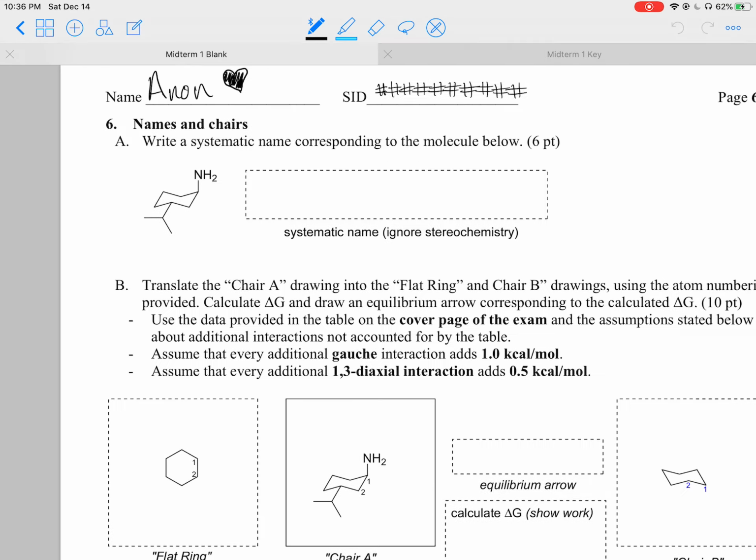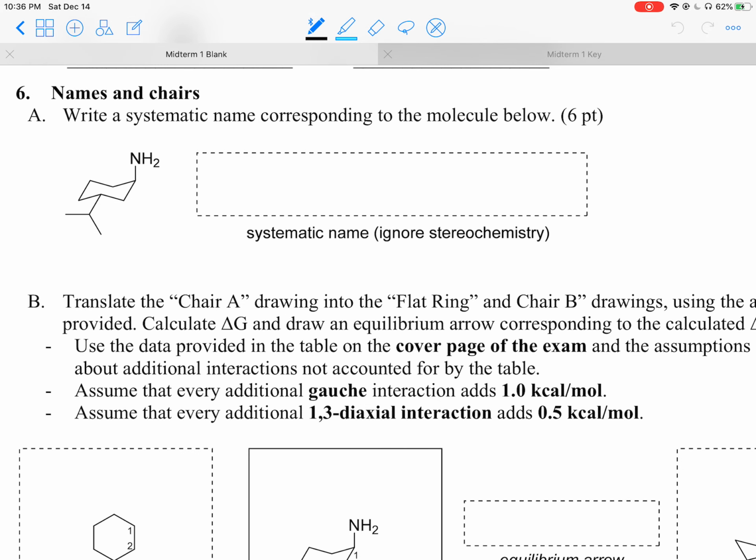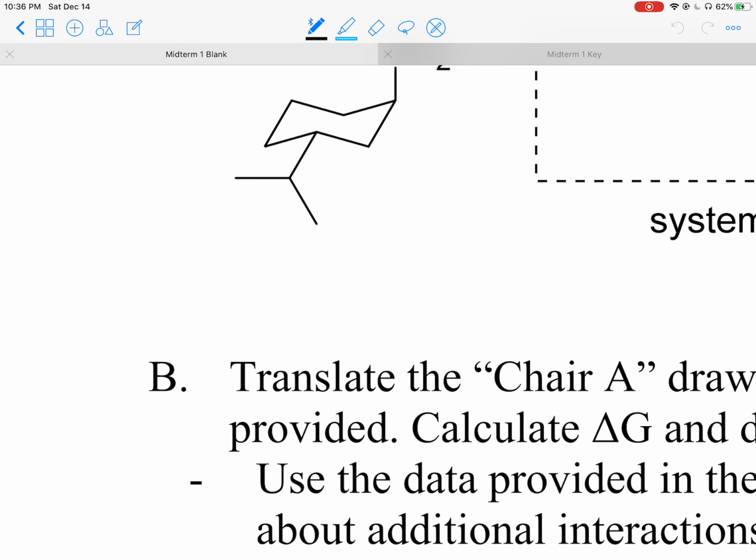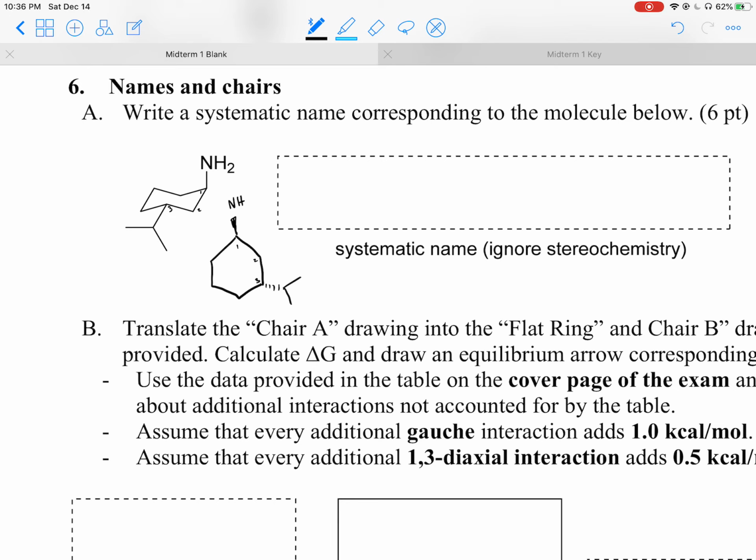So, the first question is asking you to write a systematic name corresponding to the molecule below. Let's just draw this in the regular way, because it's not really important that we see the chair conformation for this. Call that one 1, 2, 3. NH2. And we've got this isopropyl group. Okay, so I forgot it too.